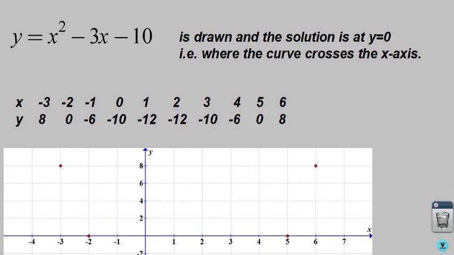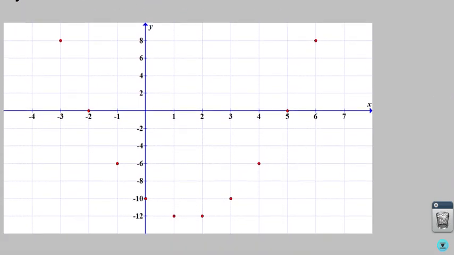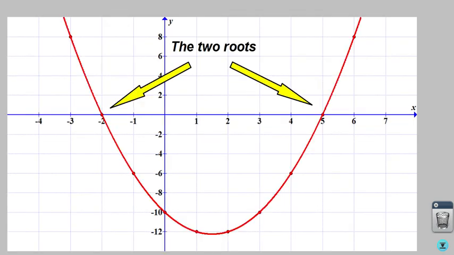And we can plot these points on a pair of Cartesian coordinates and then connect them using a smooth curve. This is the curve of a quadratic. It's called a parabola, and this is the line where y equals 0, that is the x-axis, and obviously your first root is negative 2 and your second root is 5. Again, the roots are the solutions. It has nothing to do with square roots.